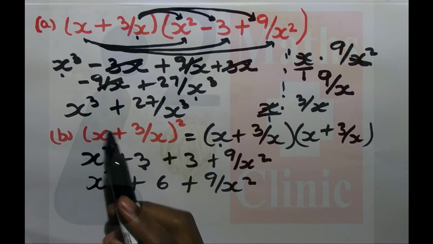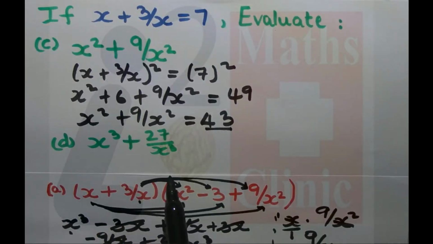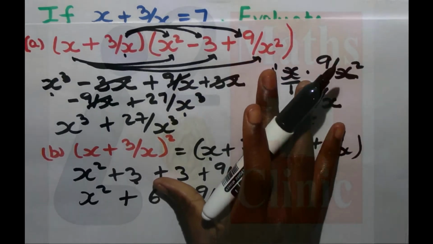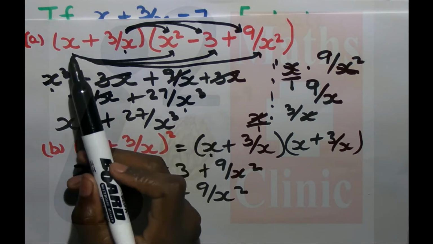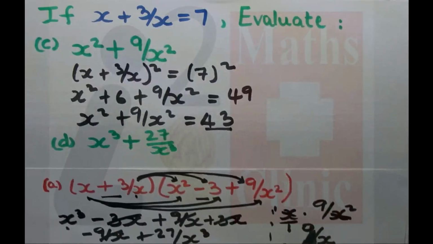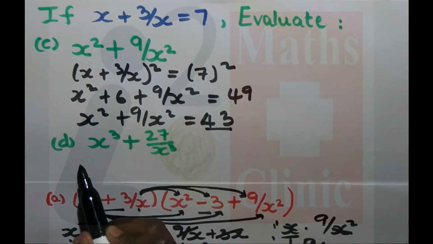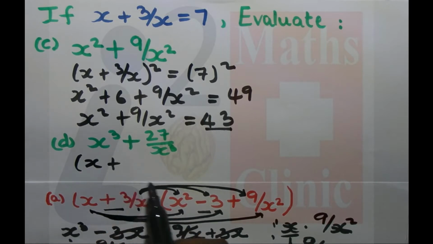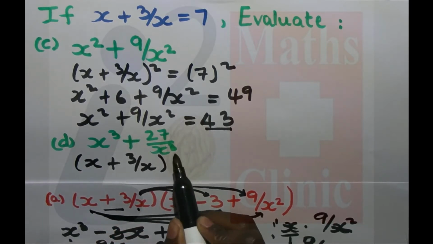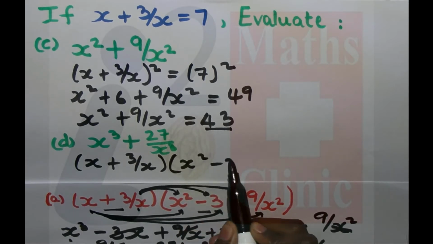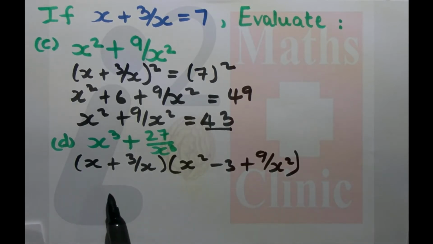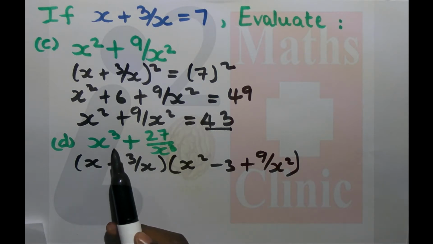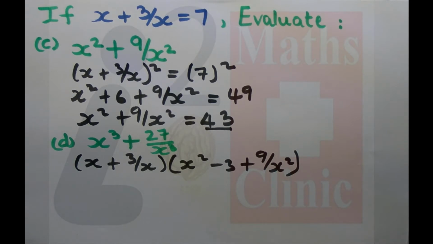Now the next one is x cubed plus 27 over x cubed. Okay, fine. Now we must use a pioneer number, x cubed plus 27 over x cubed. This is going to multiply with this bracket. So we get x cubed, and we multiply x plus 3 over x with x squared minus 3 plus 9 over x squared. Okay, so when we multiply it out, we get x cubed plus 27 over x cubed.